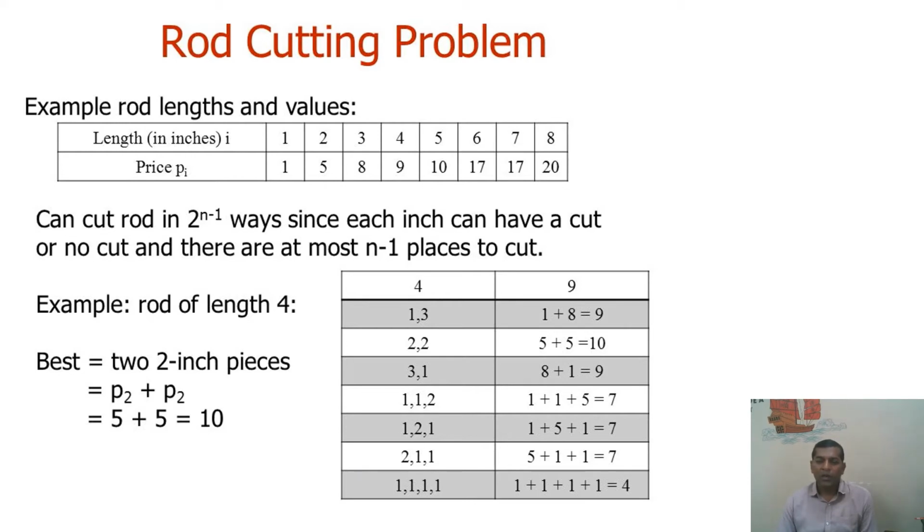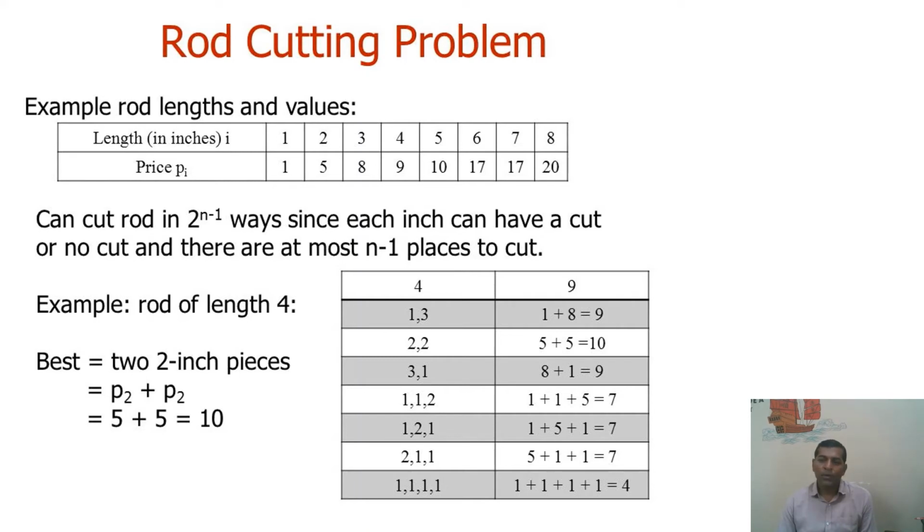But if we cut the rod into lengths 1 and 3, then the profit of length 1 is 1, and the price of length 3 is 8, as defined in the table. So 8 plus 1 is equal to 9, which is similar to selling the rod of length 4 in the market. But if we cut it into two parts of length 2, then we'll get a profit of 5 plus 5, which is equal to 10.